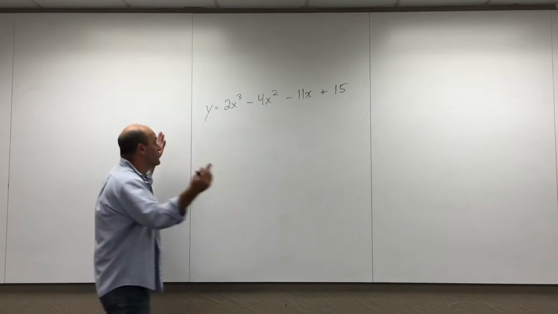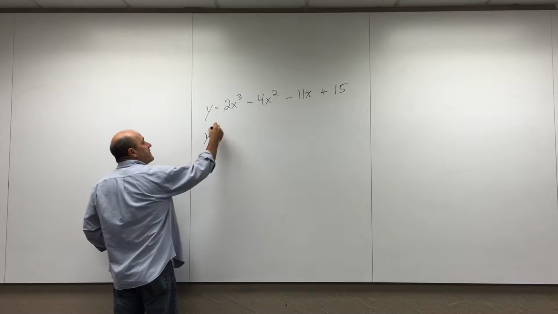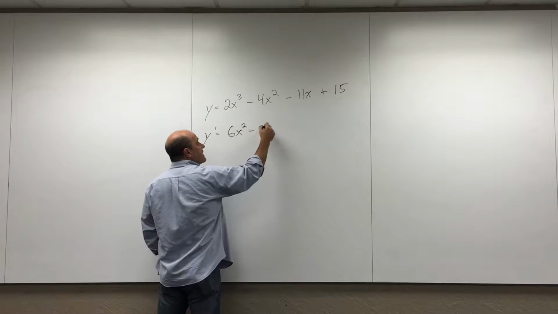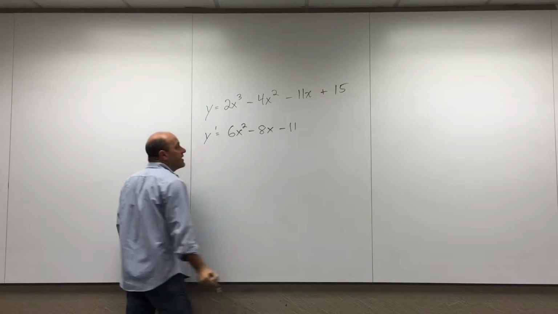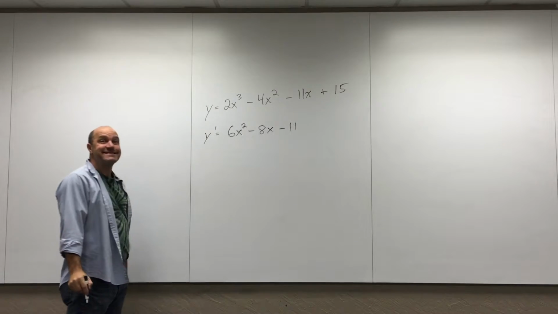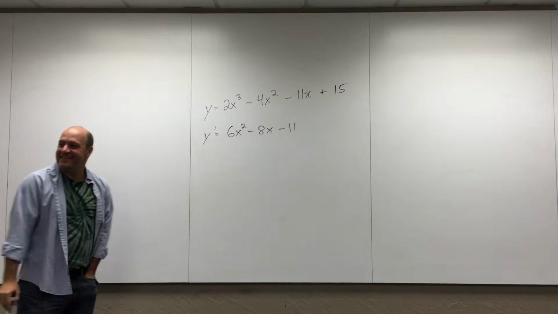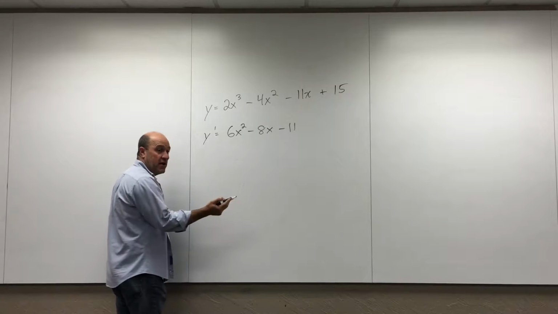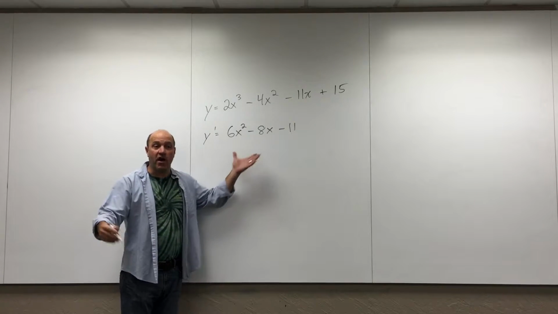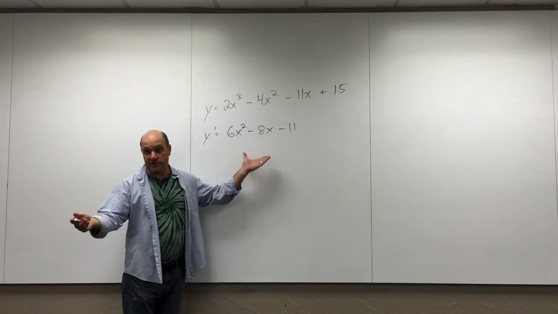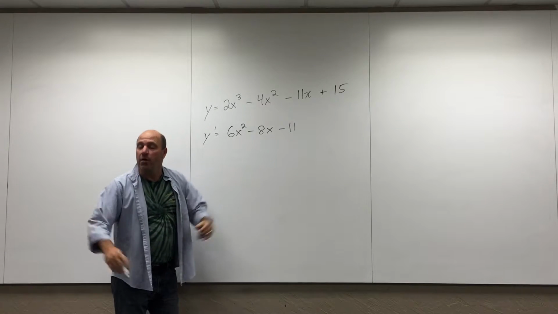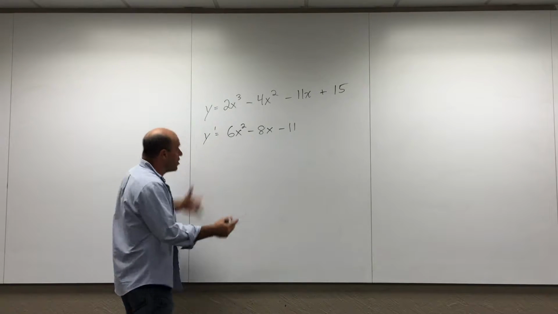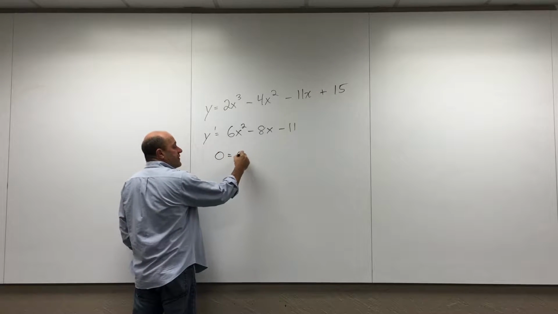So I need a first derivative. That's easy enough. These derivatives are kind of easy. 6x squared minus 8x minus 11. Okay. And so now if I'm looking for critical numbers, I could ask myself: when is the derivative undefined? And of course the answer is never. But what I really need then is, when is the derivative 0? So I'll work on that. When is this derivative 0?